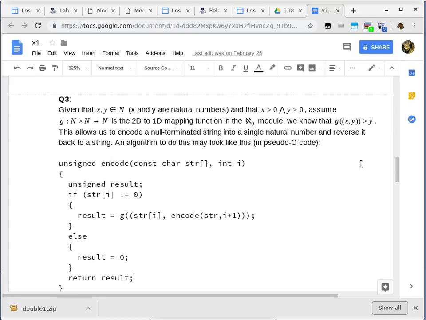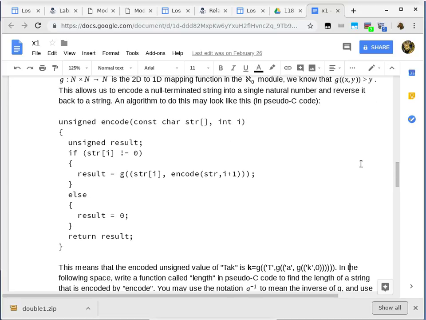Assume g is the 2D to 1D mapping function in the Aleph null module. So you probably want to have that module available or remember what the function g does. We know that g of x, y is greater than y. This allows us to encode a null terminated string to a single natural number and reverse it back to a string. An algorithm to do this may look like this in pseudo C. It's not strictly C, but it's close enough.